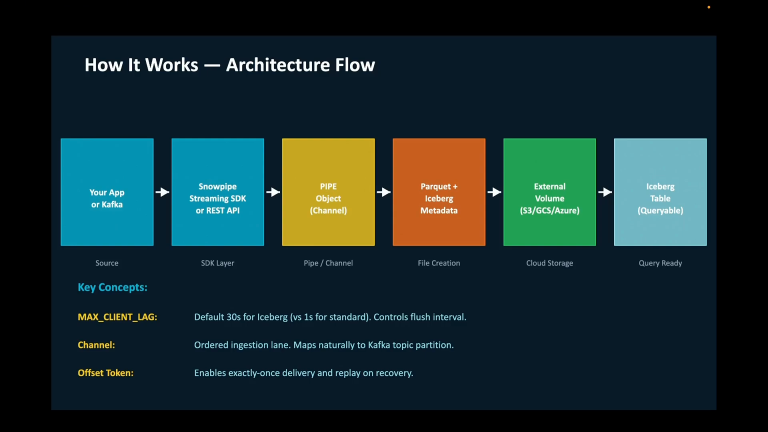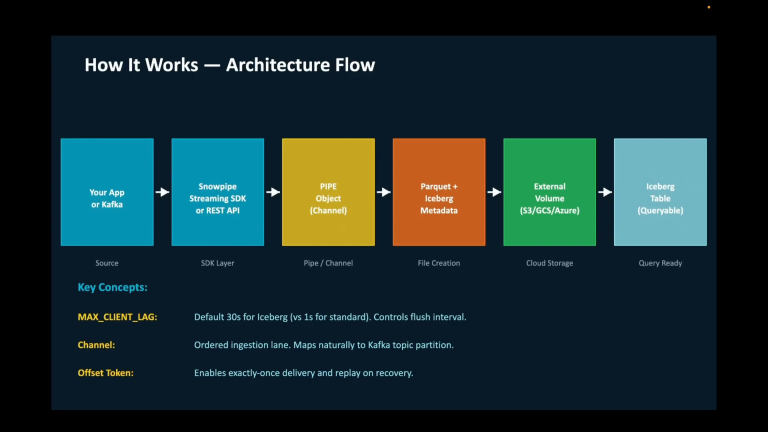And then some of the concepts that we would have to carefully observe for Iceberg specifically are the max client lag, the channel, and the offset token. What is max client lag? We can describe more on that, but the default is set as 30 seconds for Iceberg tables, whereas it is 1 second for standard Snowflake tables.